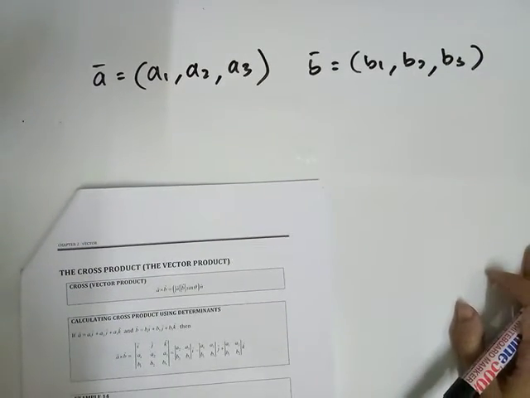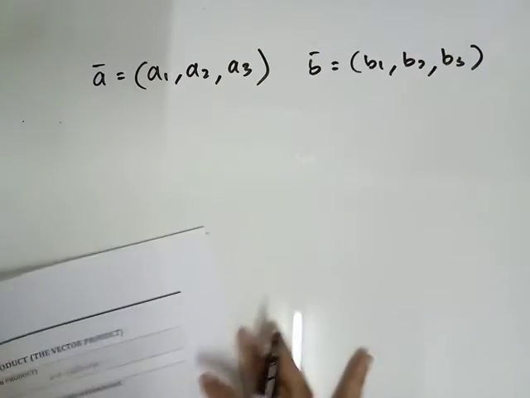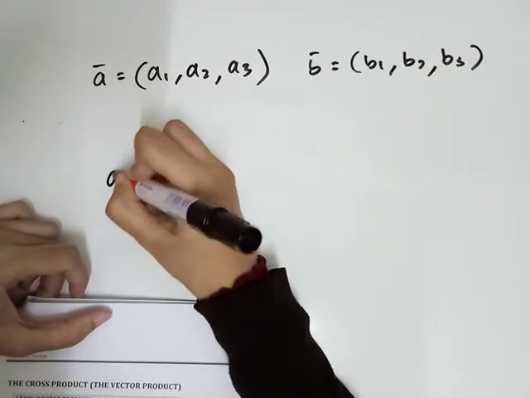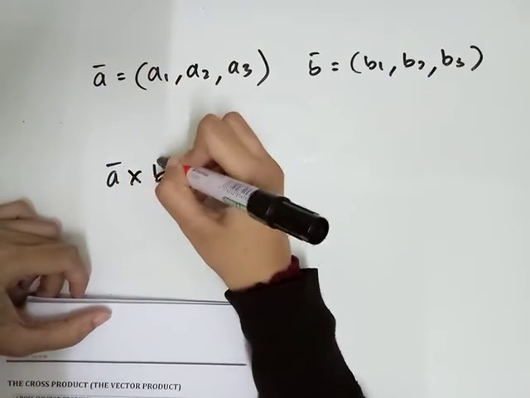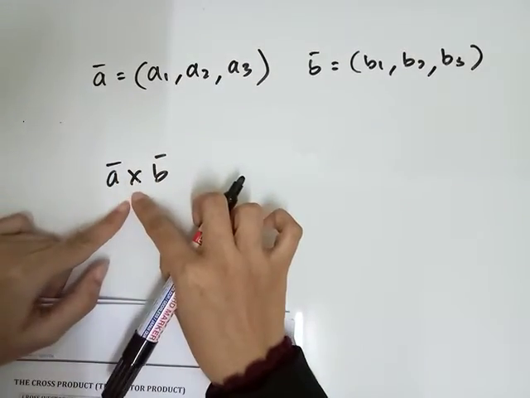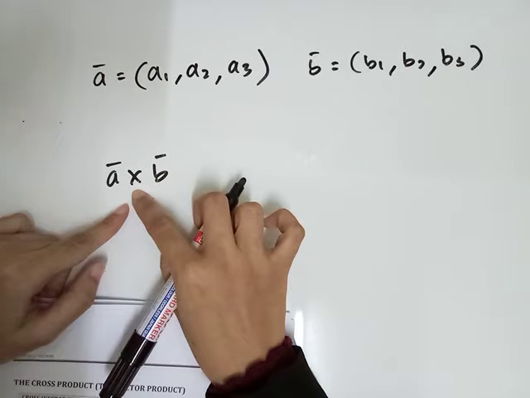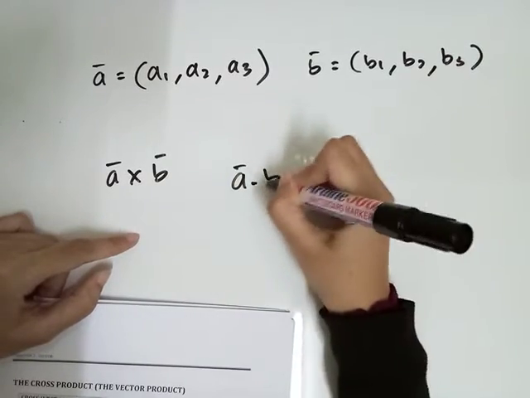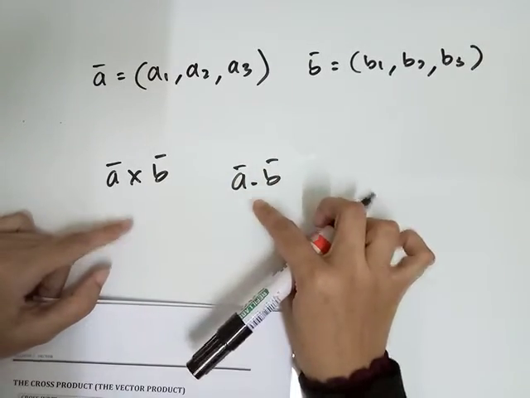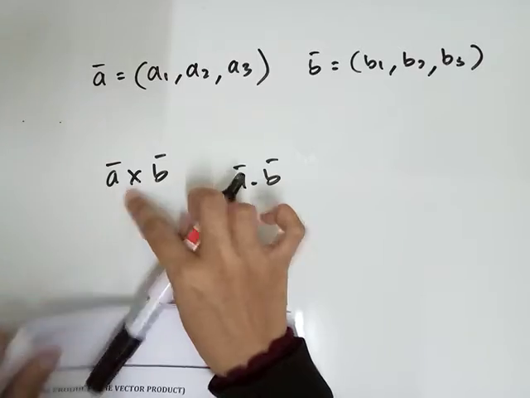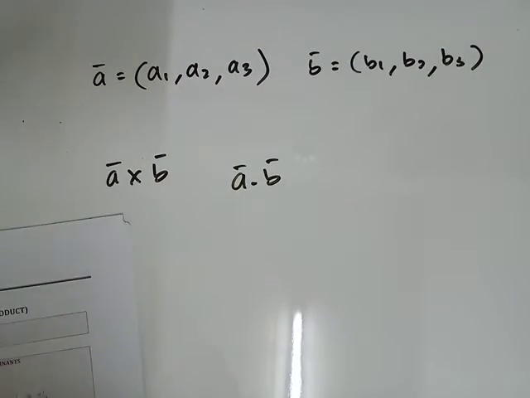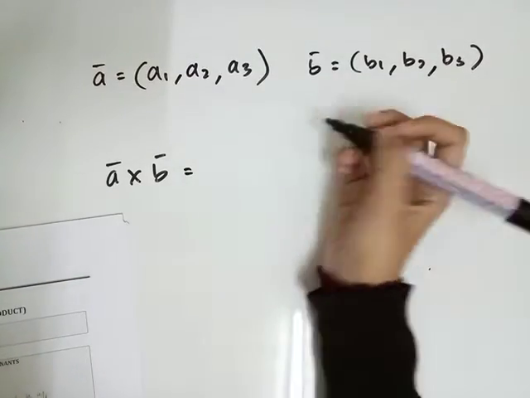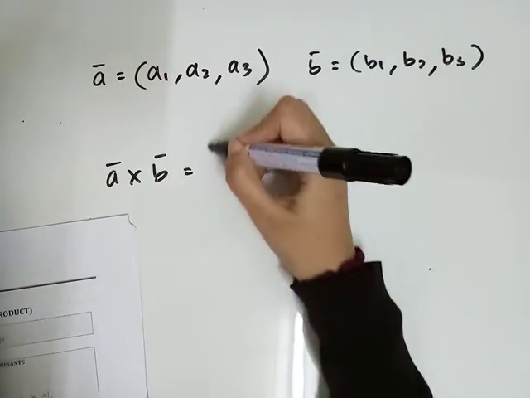So the cross product should be vector A cross vector B. Ni bukan simpul darab, dia cross. Cross product, dia bukan darab. Kalau darab macam ni, vector A dot vector B. Ni konsep darab. Kalau yang ni konsep cross product, that means you have to use determinants.